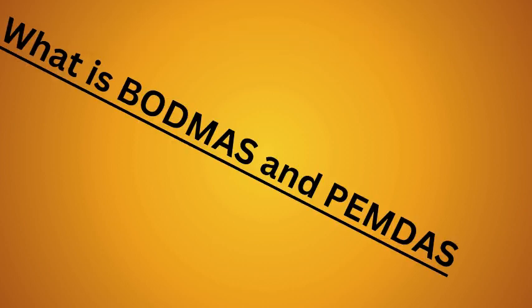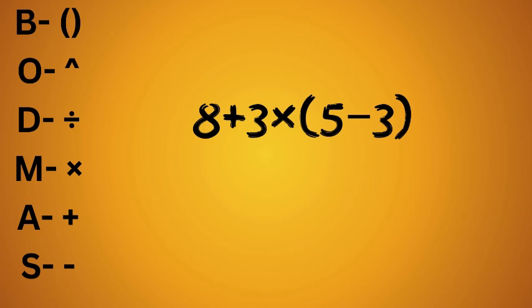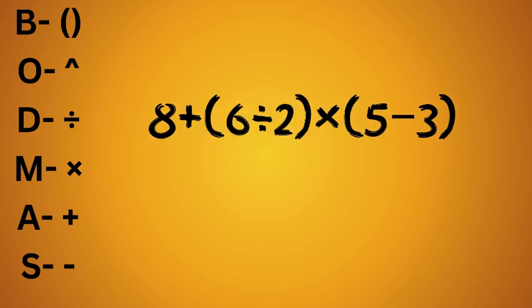So let us talk about it and let us understand about it. Firstly, this is not correct thing. So here we have this question to solve in which, what does B stand for? B stands for bracket, O stands for order, D stands for division, M stands for multiplication, A stands for addition, and S stands for subtraction.